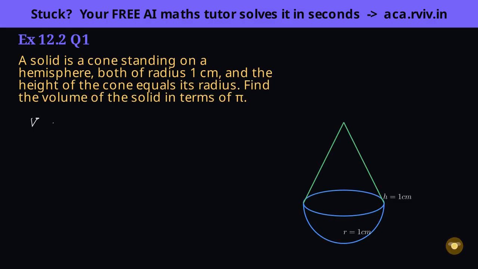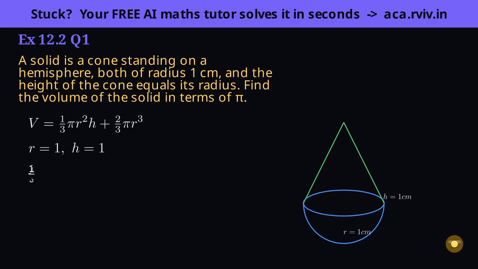We're back to volumes, where the rule is friendly. The volume of a combination is just the sum of its pieces, no hidden faces to worry about. So the solid's volume is the cone's 1/3 pi r squared h plus the hemisphere's 2/3 pi r cubed. Both numbers are 1, the radius is 1, and the question says the cone's height equals its radius, so h is 1 too.